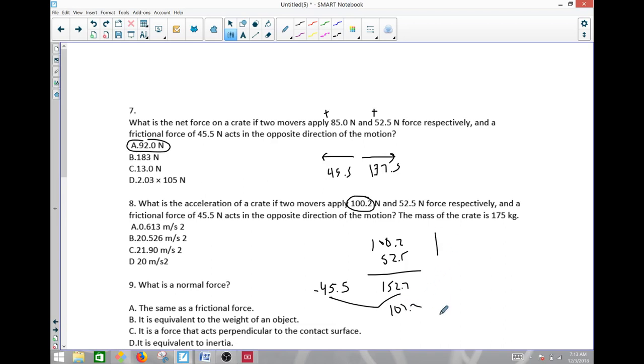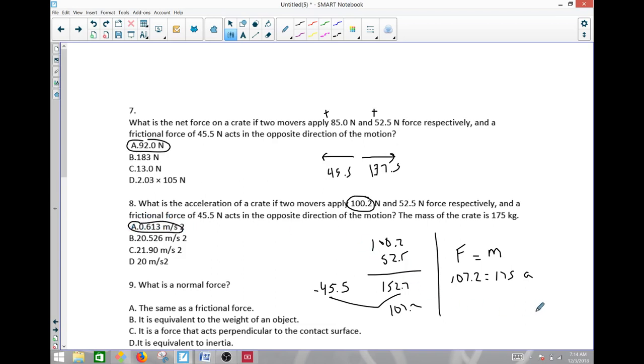All right, then it becomes an F equals ma question. F is 107.2. My mass is 175, and we're solving for A. A should be less than 1. There's only one of them that's less than 1. So when I divide out, I get a fraction less than 1. So that's just my answer.